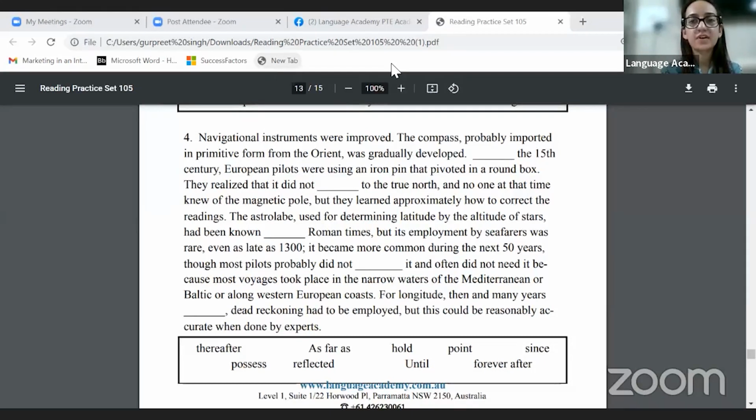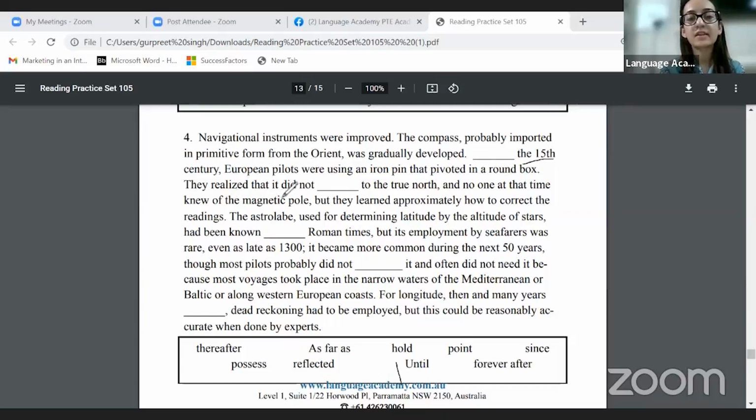Do we use as far as with time? Navigational instruments were improved. The compass, probably imported in primitive form from the Orient, was gradually developed. By the 15th century, European pilots were using an iron pin that pivoted in a round box. So with time, we can go with until. As far as is not used with time.